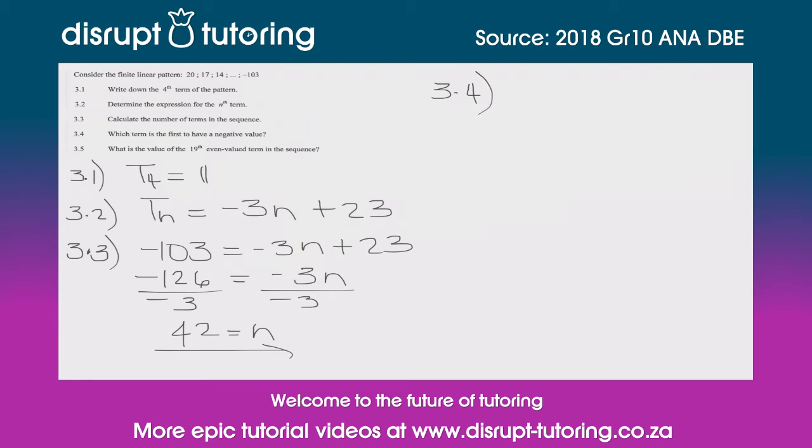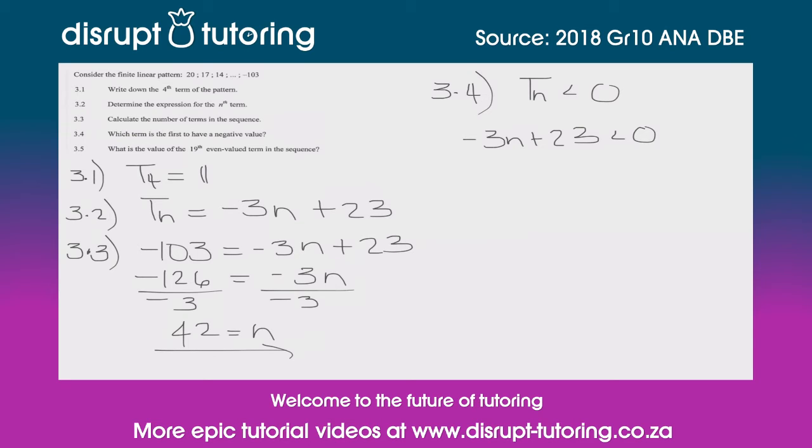So 3.4, which term is the first to have a negative value? Right, so the way we would structure this is we would say, okay, if a term has a negative value, let's call it Tn is less than 0. And we've solved for Tn in our second question. We've called it negative 3n plus 23. So let's say negative 3n plus 23 is less than 0.